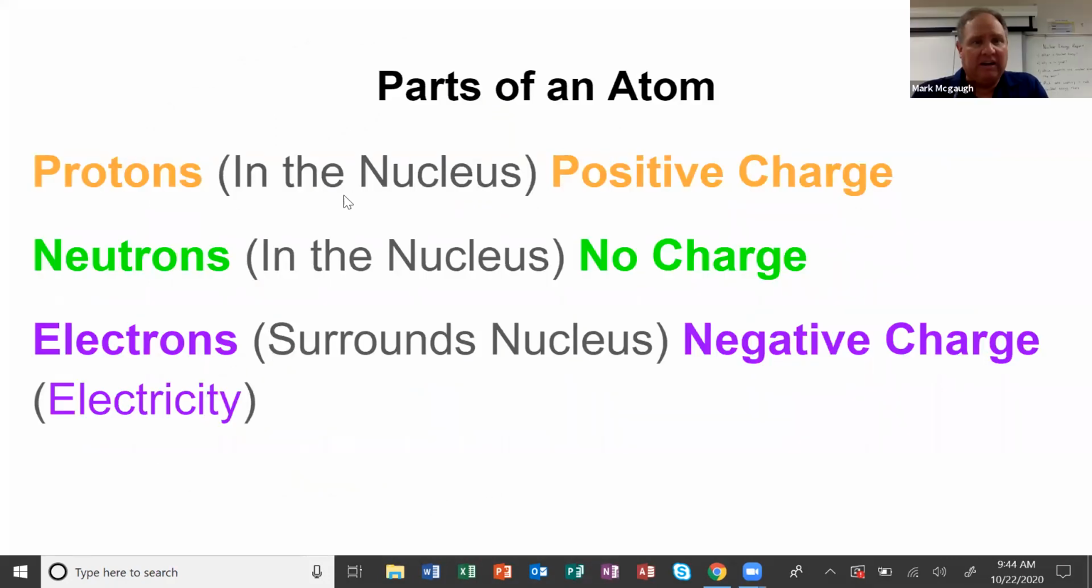So protons are in the nucleus. They have a positive charge. Neutrons are also in the nucleus. Now, why are they called neutrons? Because they have no charge. Neutron means neutral. They have no charge whatsoever. Electrons surround the nucleus, and they have a negative charge. And in our daily life, we call this electricity. Okay? Electrons are the cause of electrical current that turn everything on.